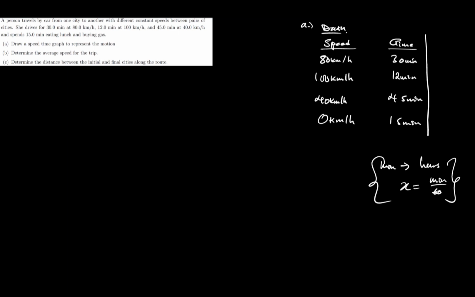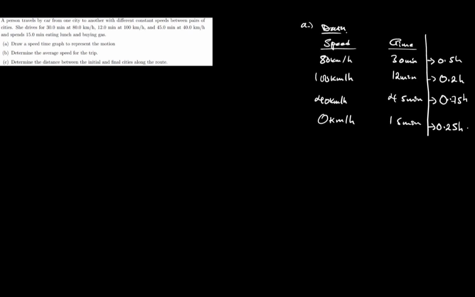If I divide 30 by 60, I'll have 0.5 hours. If I divide 12 by 60, I'll have 0.2 hours. If I divide 45 by 60, I'll have 0.75 hours. And if I divide 15 by 60, I'll have 0.25 hours. I expect you to follow through with your calculator as I solve this. So we have our hours balanced with hours, and we can now attempt to draw our speed time graph.